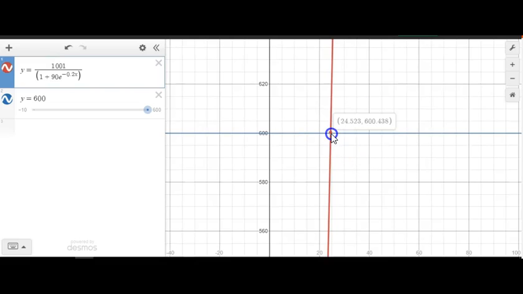So now when I click on the dot of intersection, it shows me that the x value, which is my answer this time, is going to be the 24.5, and that has my y value of being exactly 600. So they may ask you to round to the nearest whole number, 10th, 100th, whatever. For this one, I'm just going to round to the nearest 10th and say 24.5 years is when this will happen.